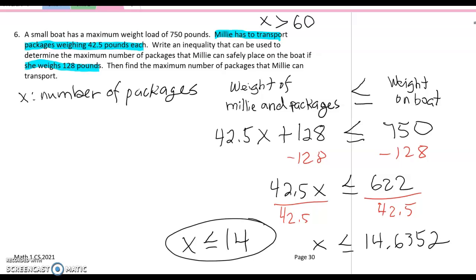All right, so the maximum number of packages that Millie can transport, right? She can transport no more than 14 packages.